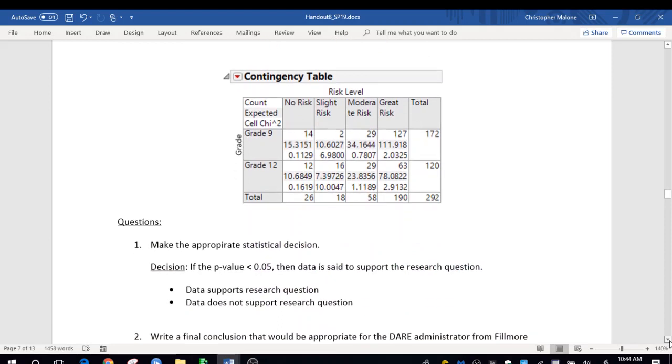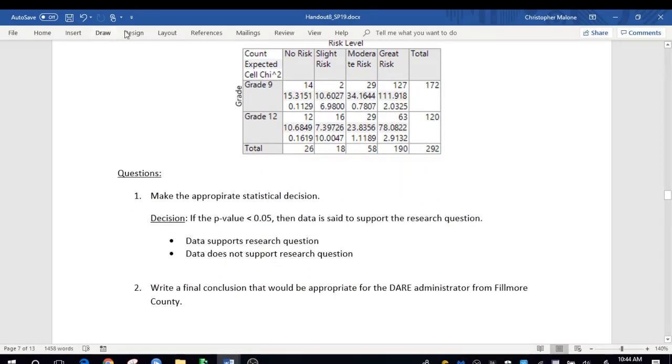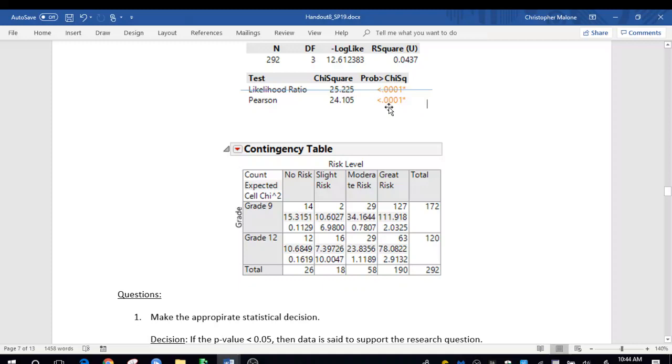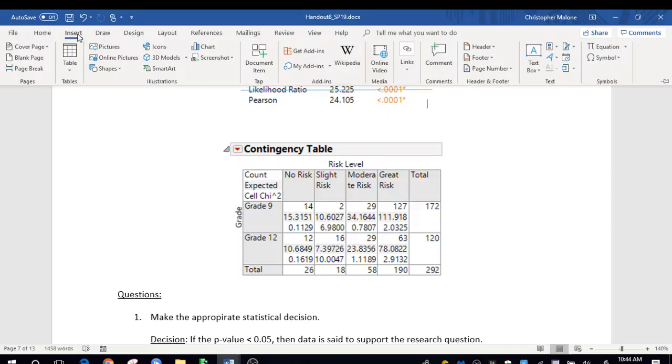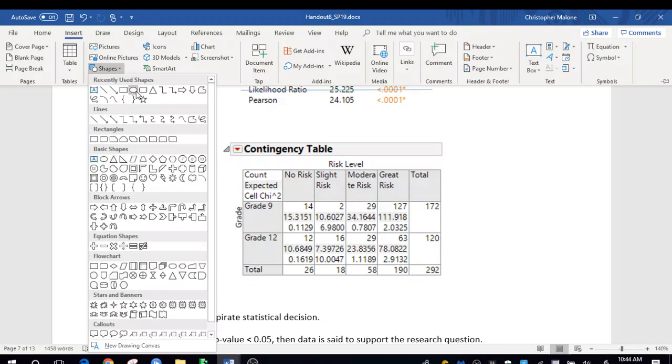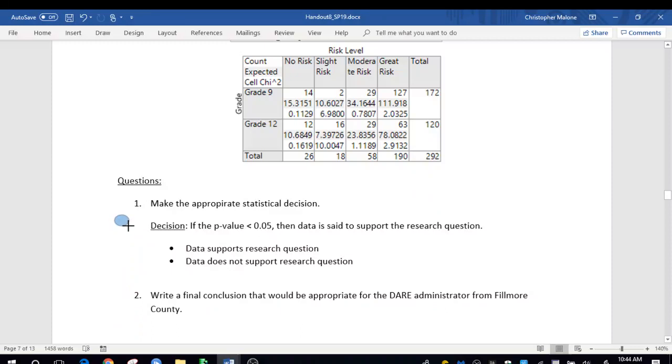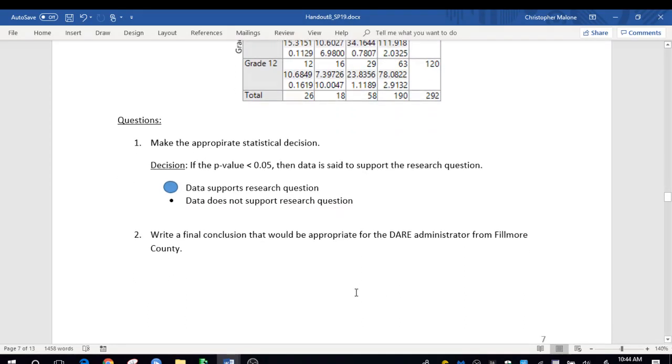Now, as far as the decision goes, we just need to check whether or not our p-value is less than 0.05. So again, I'm using the p-value up here, the Pearson probability value or Pearson p-value. And that's clearly less than 0.05. It's telling me that it's less than 0.0001. So the data does support the research question. I do have enough evidence for the research question. So then my conclusion is going to be the same as always. We don't have anything different there.